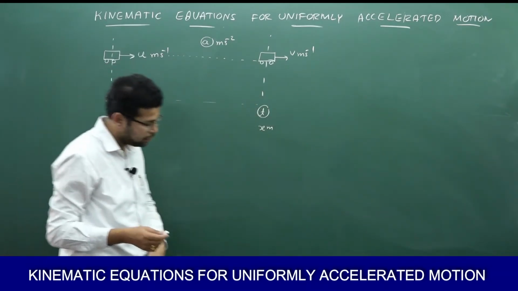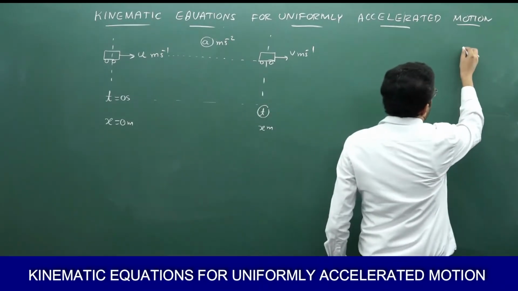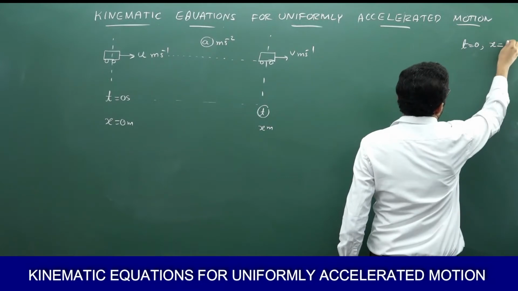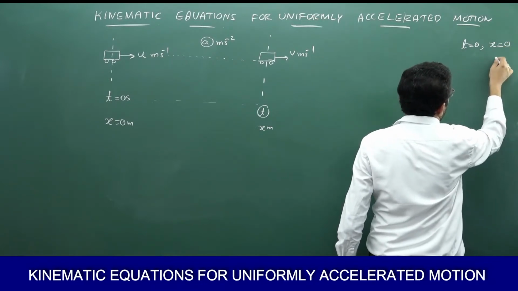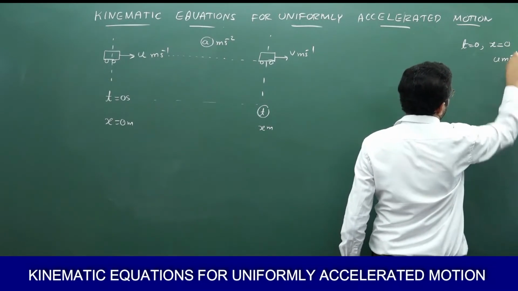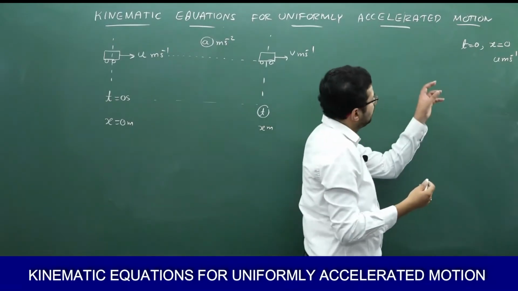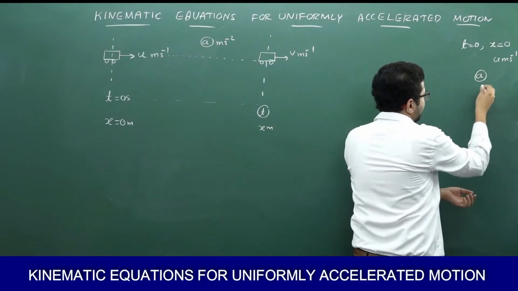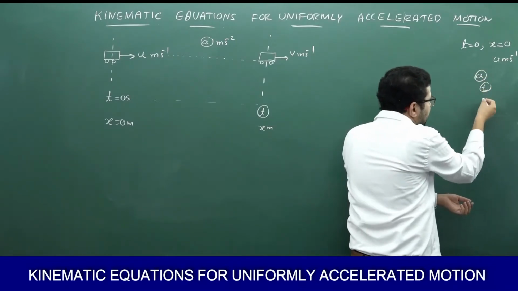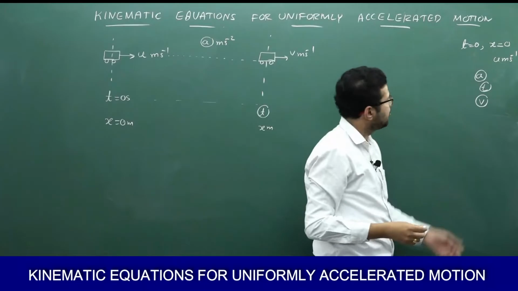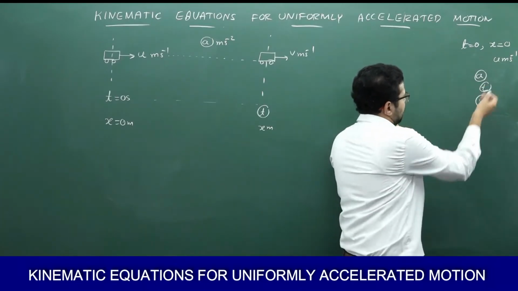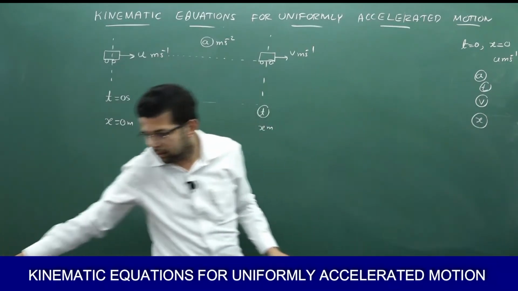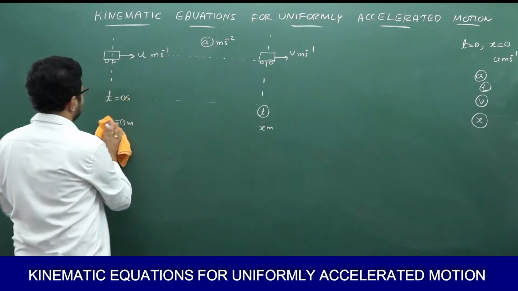What are the initial parameters? At t is equal to 0, position is equal to 0 and velocity is u meter per second. Initial velocity is u meter per second. The body moves with constant acceleration a for a time equal to t and acquires a velocity v. In this process, the object travels a distance x. Keep these things in mind. I will just erase this.